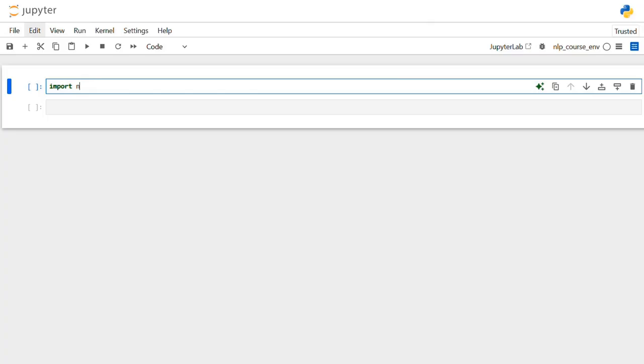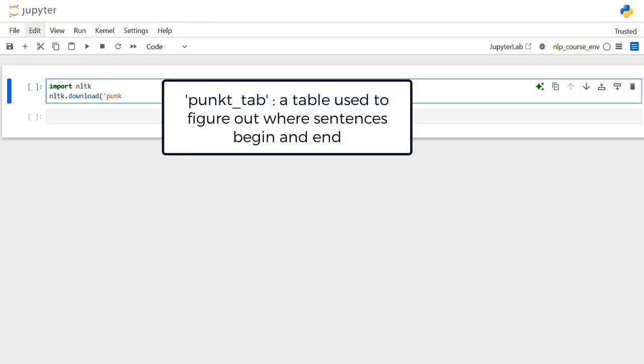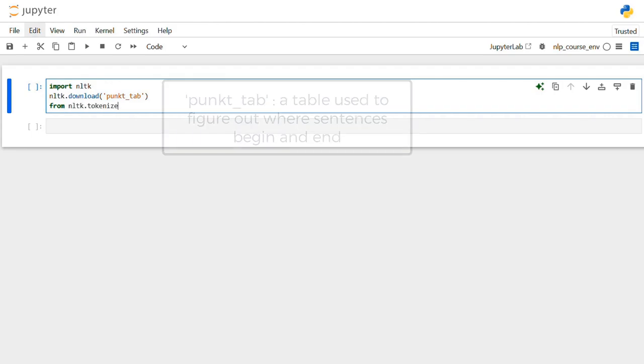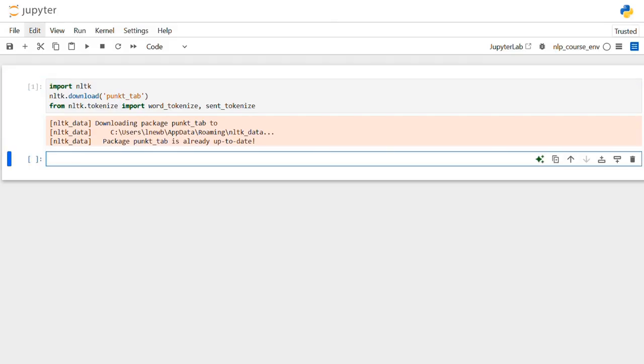First, we import the package and download punkt tab. This is the punctuation table used to figure out where sentences begin and end. Then, from NLTK's tokenize module, we import two functions: word_tokenize for splitting text into words and sent_tokenize for splitting text into sentences. Okay, now let's create a string that contains two sentences.